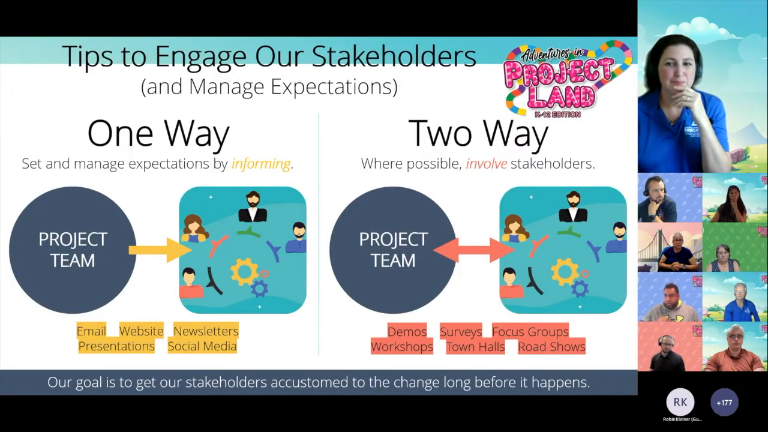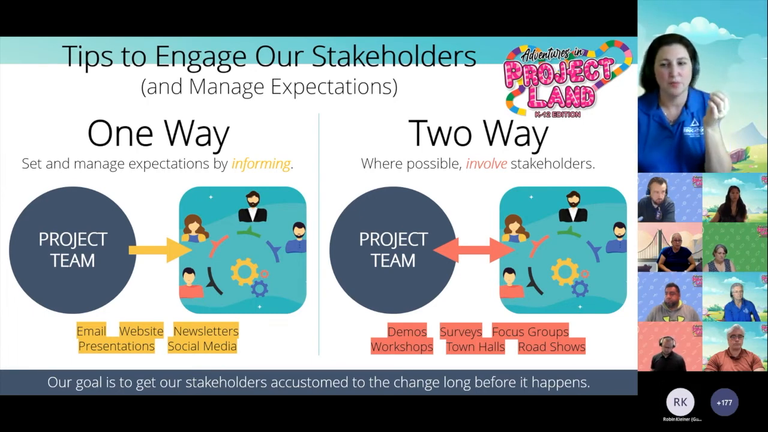So first, we can set and manage expectations for our stakeholders by informing, right? You'll notice that there's a yellow arrow here coming from the project team. Here's that yellow arrow, right? Project team going out to stakeholders. So that's really one-way communication. So that might be sending emails or putting information on a website, sending out a newsletter, right? Presentations, etc. So it's very one way. We're just informing people of what's going on, right?